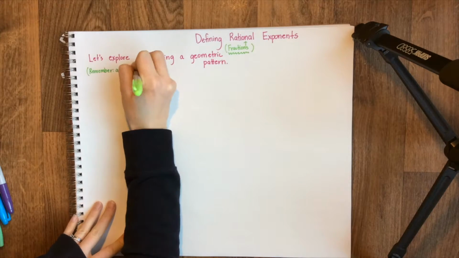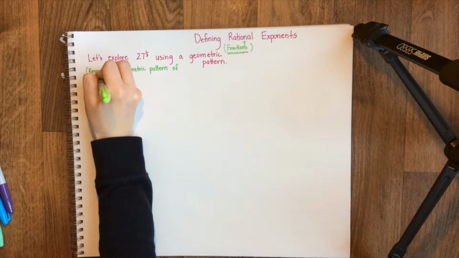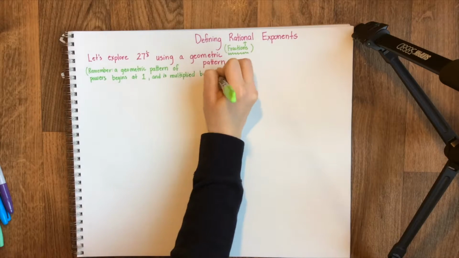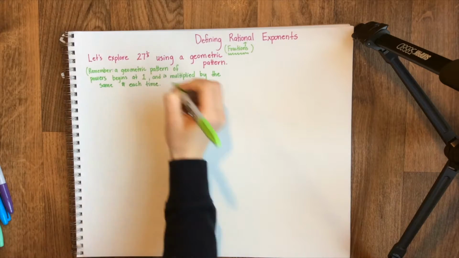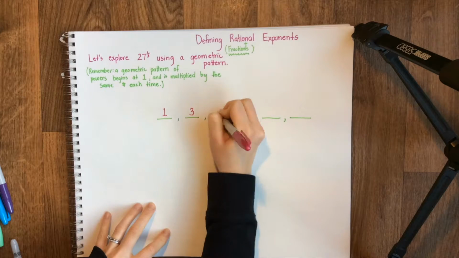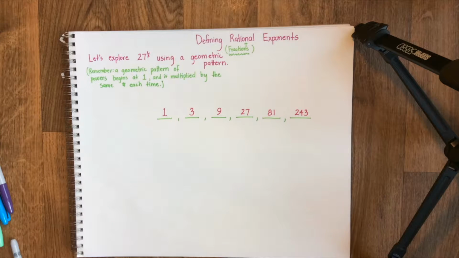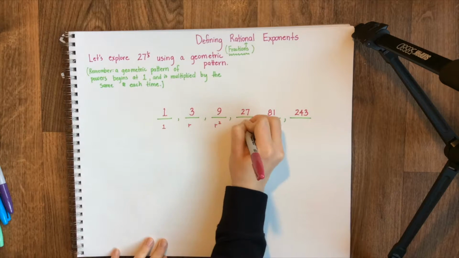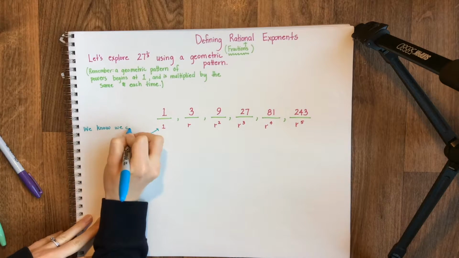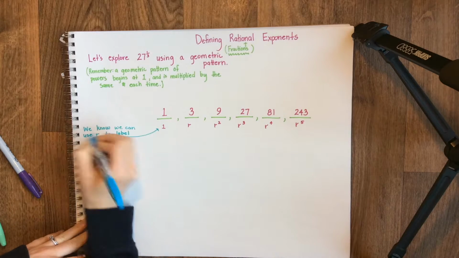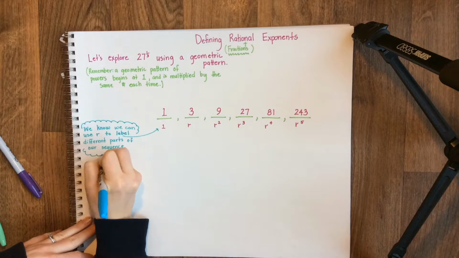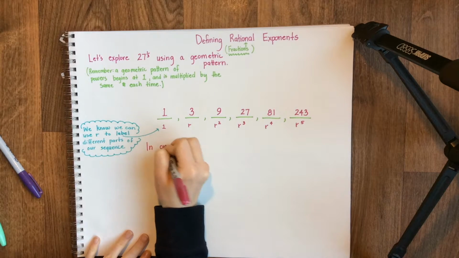Remember, a geometric pattern of powers starts at 1 and is multiplied by the same number each time. To create our pattern, we will start with 1 and multiply by 3 for each sequential term. To give added context, we will go back and label the sequence using r as we discussed in our conversation about geometric sequences. Remember that r represents the constant ratio between consecutive terms. It's also the number that we multiply by each time to get the next term in our sequence.